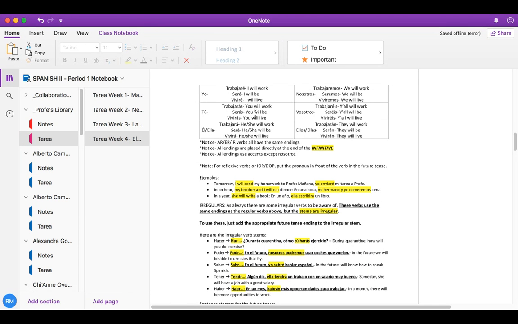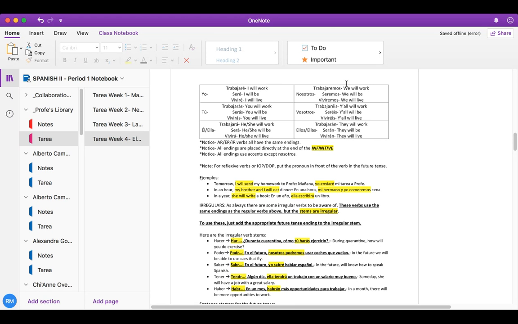For tú, this works the same way. You will work. Trabajarás. Notice how it has the verb trabajar directly in it. And I just added the ás with an A accent on the A directly to the end. You will be, serás. Has the word ser right there in it. And vivirás, you will live. It has vivir directly in it. We just plopped our little A with an accent S right on the end. And boom, you're good, ready to go.